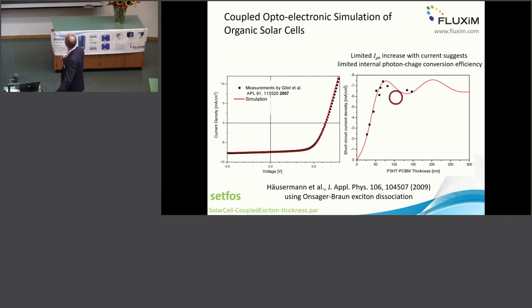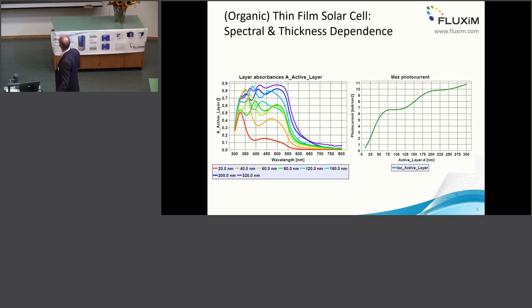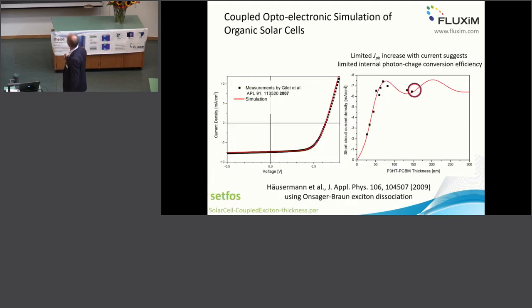But then in the experiment, there is not such a slow increase. It starts to flatten out much earlier. So optically, you could expect a further increase, but in reality, the photocurrent levels off, and that's due to internal electrical losses in the solar cell. So there is an internal quantum efficiency that limits the photocurrent that you can achieve here. And due to this observation, that was the motivation to also do electrical modeling, not just optical. So we would consider excitons being generated and being dissociated with a certain mechanism, the Onsager-Braun mechanism. And that will then give us this simulation result.